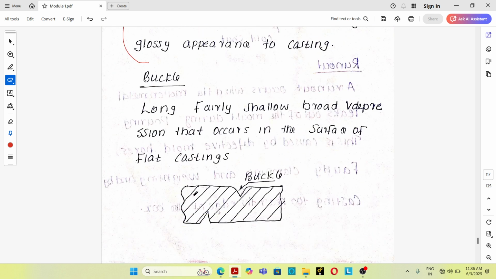Okay, next one is buckle. See, buckle is a long, fairly shallow, broad V depression that occurs in the flat surface of a casting. So you can see that there will be a V depression here and also a V depression here. The V depression that occurs in the flat surface of a casting is known as buckle.